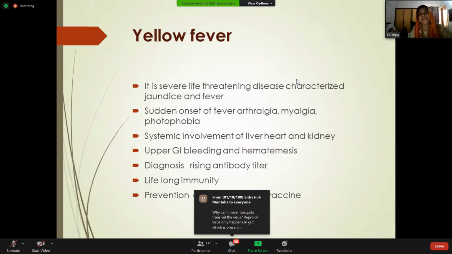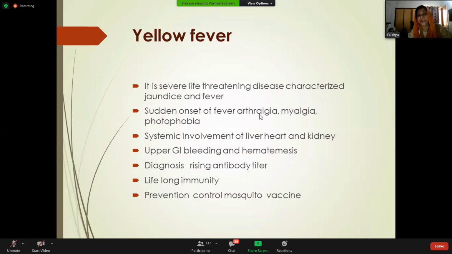It's a severe life-threatening disease characterized by jaundice and fever. There is sudden onset of fever. Here also you can see the bone and joint involvement is there, just like dengue fever. Arthralgia. Arthralgia is pain in joints. There is myalgia, pain in muscles, and there is photophobia. What is photophobia? It is sensitivity to light. The patient cannot bear the light. They like to remain in dark. They are comfortable in dark.